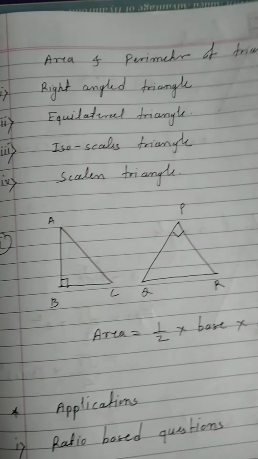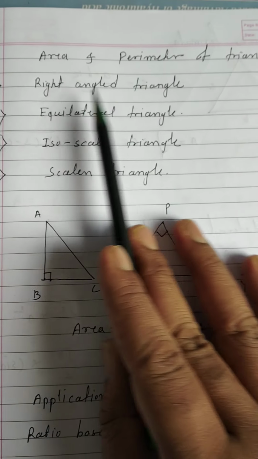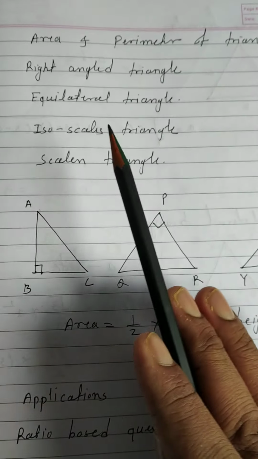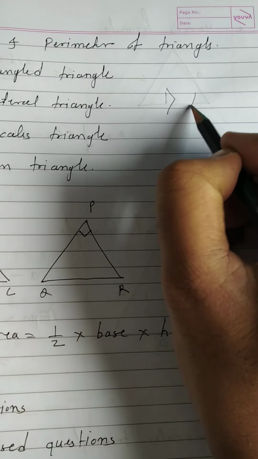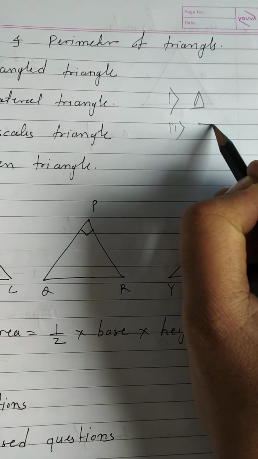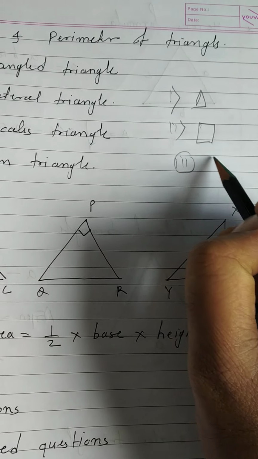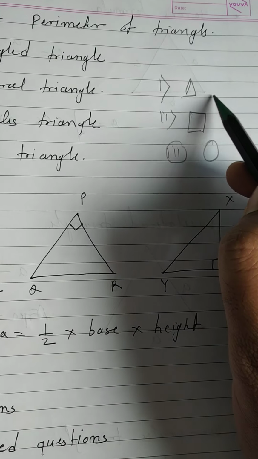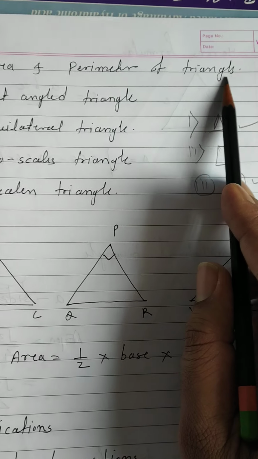Now we'll go for applications. Before we go for the applications, the first part will be area and perimeter of triangles. As far as this chapter is concerned, you have 3 things. First one, triangle. Second is quadrilateral, different types of quadrilaterals: rhombus, square, trapezium. And third one is circle. So this year you have triangle and circle. So we'll go for area and perimeter of what?